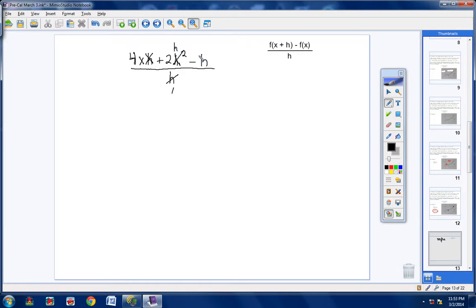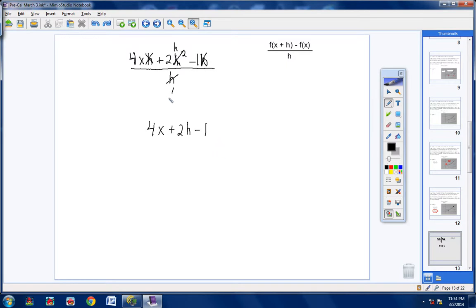Now watch, when I take an h away from here, there's still a negative 1. There was a 1 in front of that h. Don't forget that, please, okay? There's a 1 here, and so when you take that h away, there's still a negative 1. So you end up with 4x from right here plus 2h minus 1 all over 1, and we're not going to put all over 1. So there, you did it.